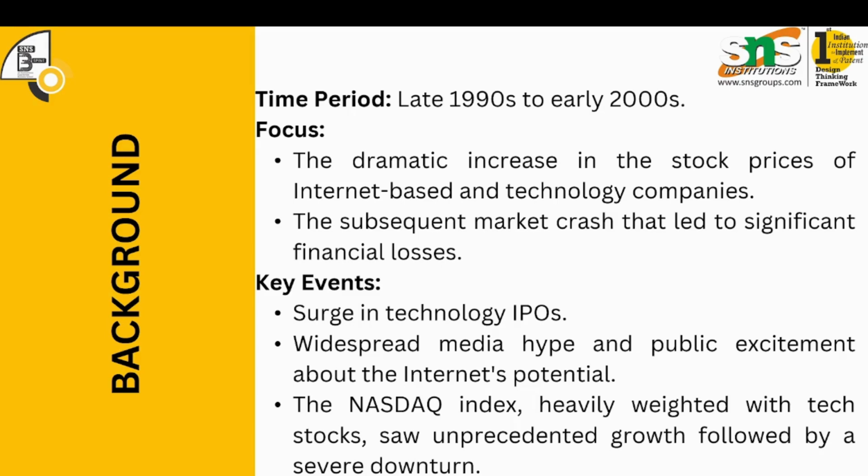And this was followed by a subsequent market crash that again led to significant financial losses for innumerable people. So the key events that were observed during the dot-com bubble are there was a surge in technology-related initial public offerings. There was a widespread media hype that was created, and the public were more than excited about the potential of the internet. This made them invest in a lot of tech giants that predominantly monetized the internet's capacities. The Nasdaq index, heavily weighted with tech stocks, saw an unprecedented growth followed by a severe downturn.